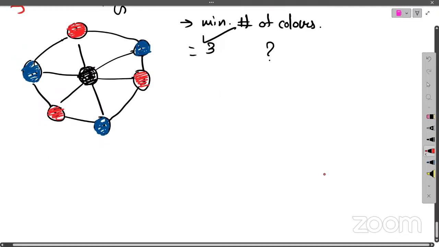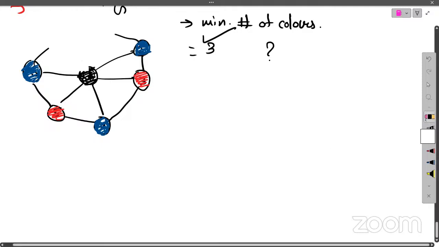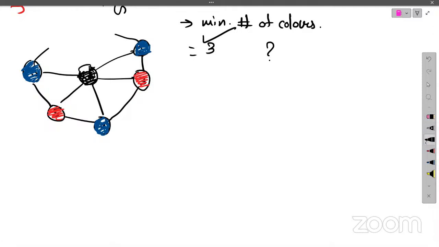Now suppose here, in place of 7 vertices, I have 8 vertices. Suppose there is a vertex number 7 here, and then there is a vertex number 8 here. Then what will be the minimum number of colors we need? 5, I guess. Sure. Okay, see, and sorry, this is also 4 only.